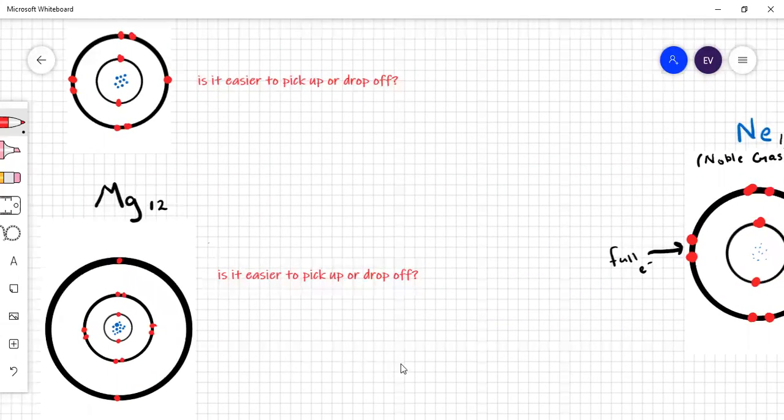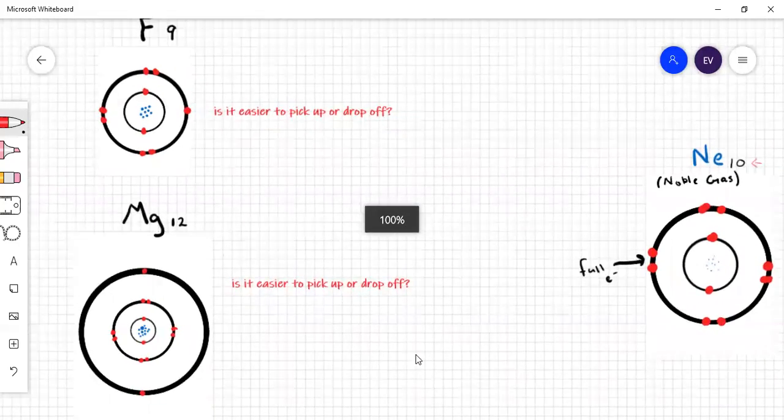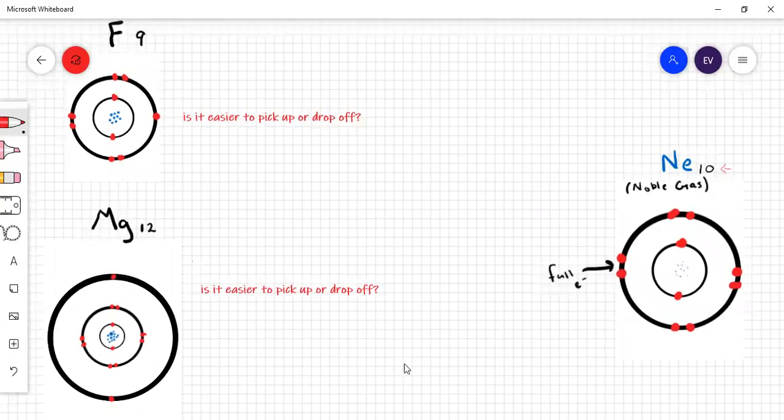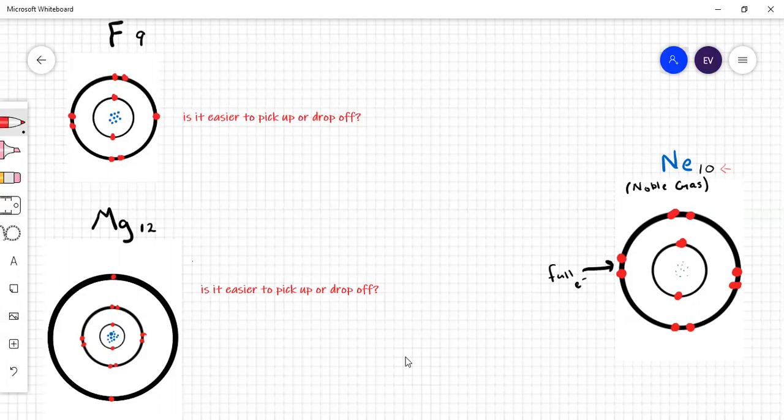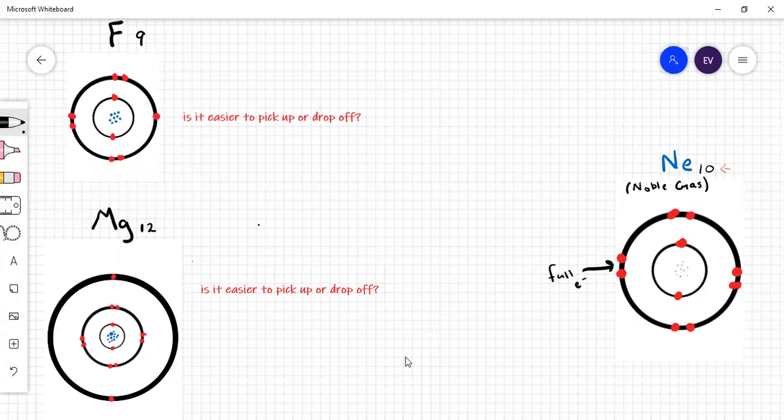Okay, so now we have the Bohr models for all 3 of our elements. Let's take a look at our shells. What we notice is that neon has a full valence shell, but fluorine and magnesium do not have a full valence shell. Now, when I say valence shell, I want to make sure that we're all on the same page. The valence shell is the outermost energy level.